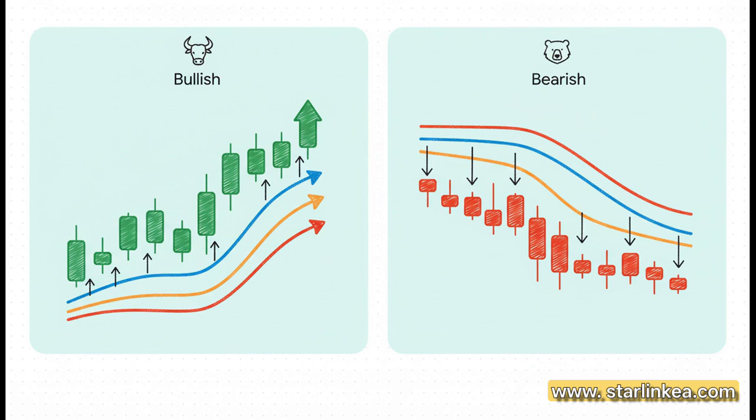A bullish array is when they stack up perfectly below the price, almost like they're pushing it higher. And the bearish array is the exact opposite. They stack up above the price, weighing it down. These are some of the most powerful visual cues you can get for a strong trend.